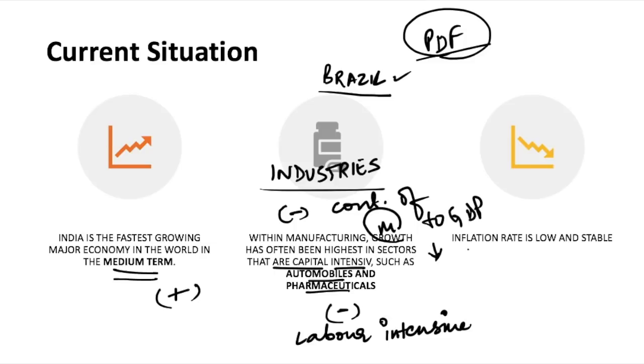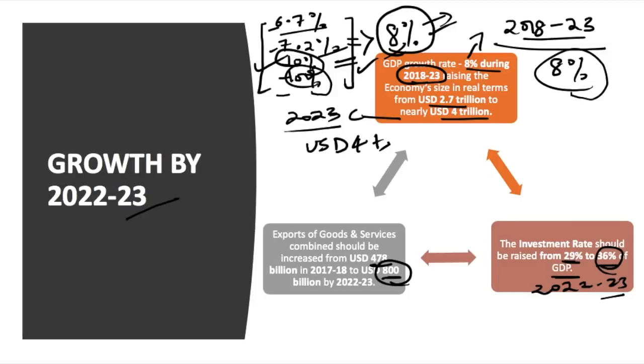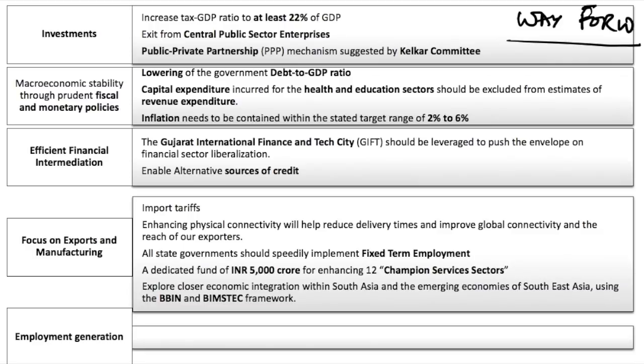And the third point is inflation rate is low and stable, which is a positive current situation. Now, what should be the way forward? What should be the target? How should we proceed in the future so that we are able to ensure that the objectives that had been identified under growth are achieved by the country by 2022-23?